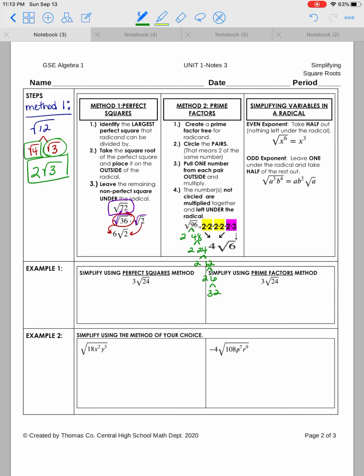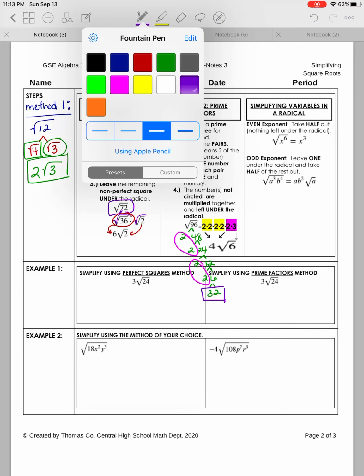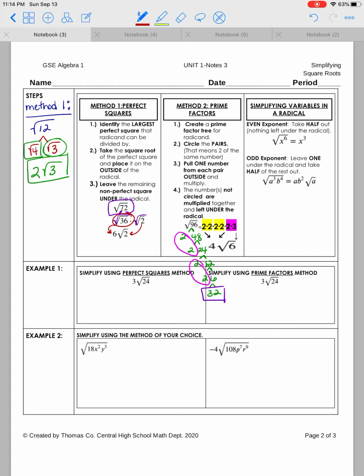So I need pairs. I'm going to start circling. I've got a pair of 2's here. I've got a pair of 2's here. And then these are my leftovers. So I would take a 2 from this first set and a 2 from this second set of 2's, and 2 times 2 gives me this 4, and then what was left over, the 3 and the 2, was 3 times 2, 6.